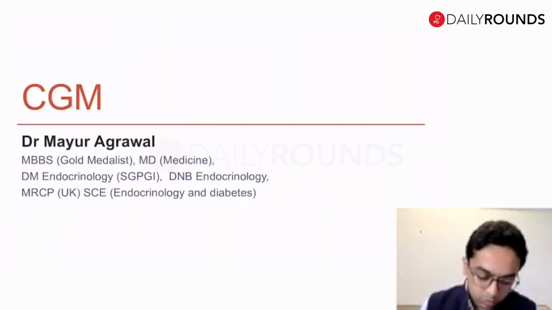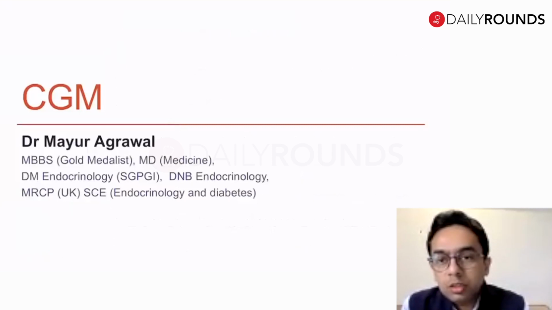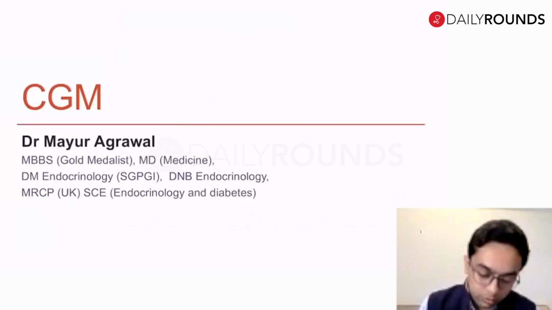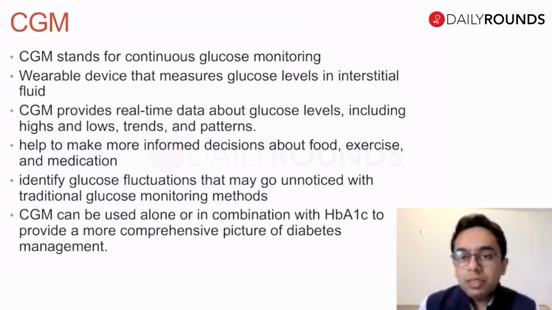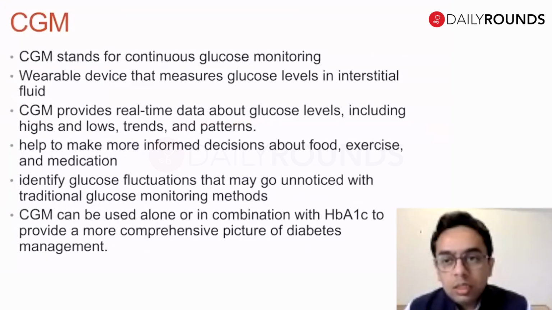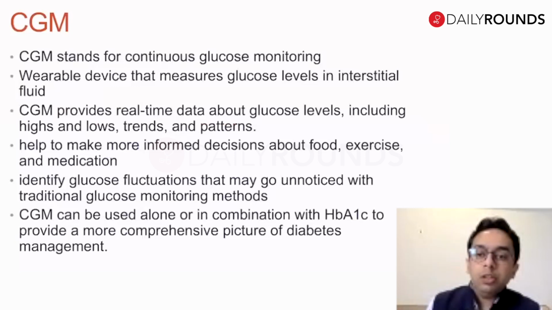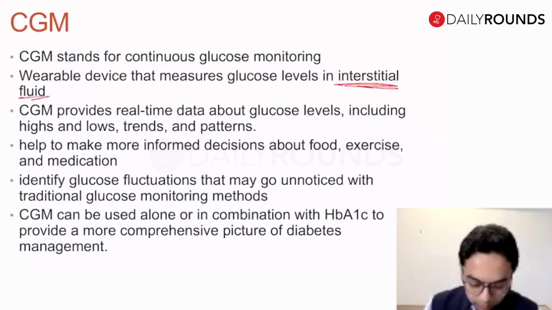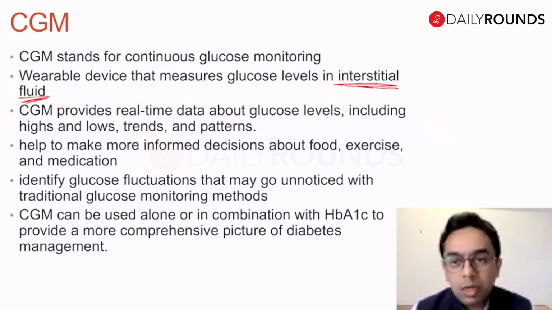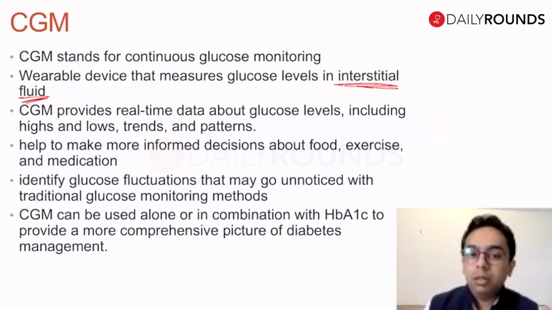We'll be discussing today regarding CGM, that is continuous glucose monitoring system. So what basically CGM is? It's a device which is attached to your arm or abdomen, which continuously senses the blood sugar via the interstitial fluid. So it measures glucose level from the interstitial fluid. It is not the blood where it checks the blood sugar.